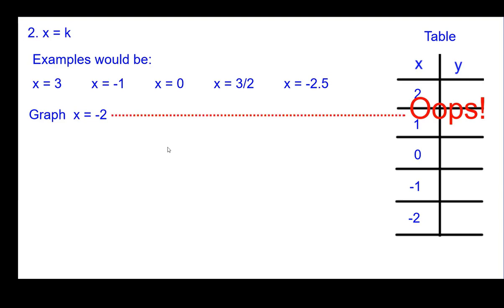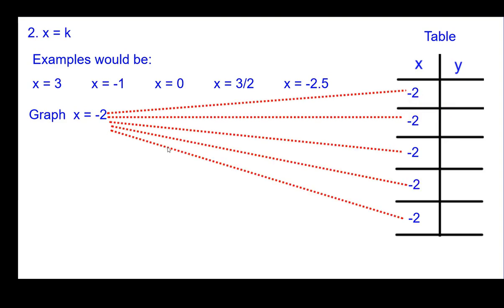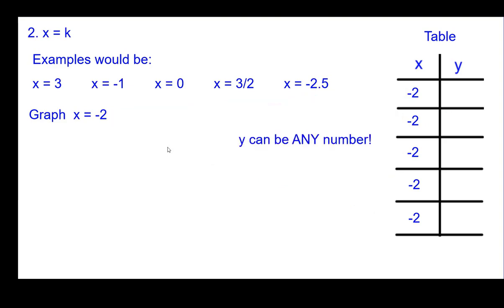And the reason for that, it says that x is always negative 2. So in my table, x has to be negative 2 all the time. But y could be any number. So I'll use those numbers from those that I used for x. It can be any number. X has to be negative 2. That's the only qualification in this equation.